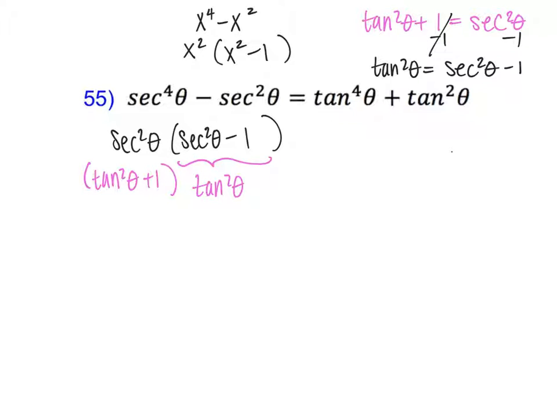From here, I need to distribute the tangent. So tangent squared times tangent squared gives me tangent to the 4th. Tangent squared times 1 gives me tangent squared theta. And I think this looks like this side here, and it does. And so I'm done verifying here.